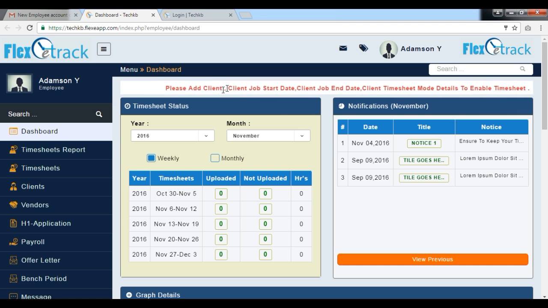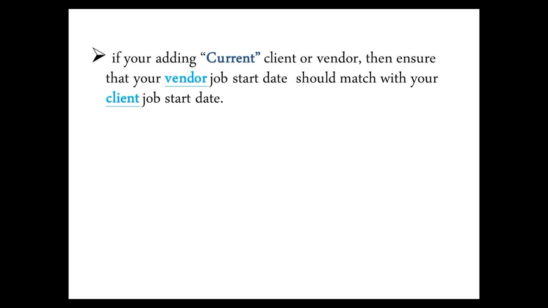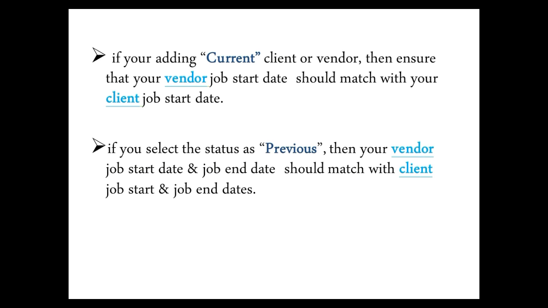Now let's see how to add the client and vendor information after login into your account. At the time of creation of client and vendor, please follow this instruction. In Add Forms, if you select the status as current, then ensure that your vendor job start date should match with your client job start date. If you select the status as previous, then your vendor job start date and job end date should match with your client job start date and job end date. To submit the form, all mandatory fields must be filled.